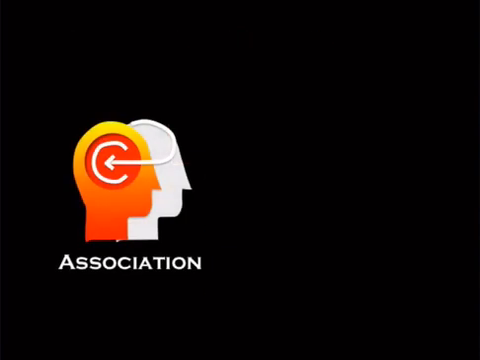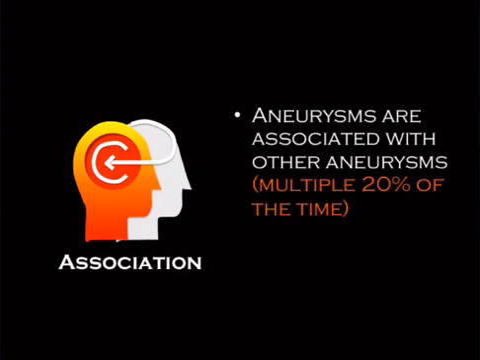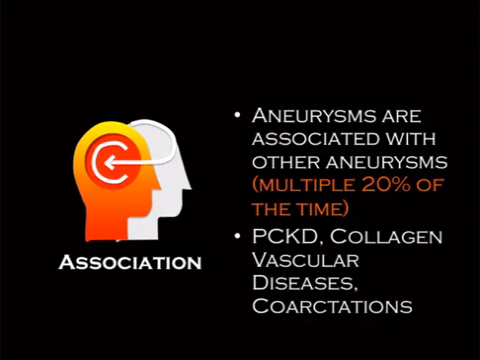So I mentioned this before, aneurysms are associated with other aneurysms. So about 20% of the time they're multiple. Now there are a bunch of different syndromes. You probably remember from prior lectures I mentioned polycystic kidney disease, any kind of collagen vascular disease like Marfan's, Ehlers-Danlos, those kinds of people. And aortic coarctation also has an increased incidence of berry aneurysms.